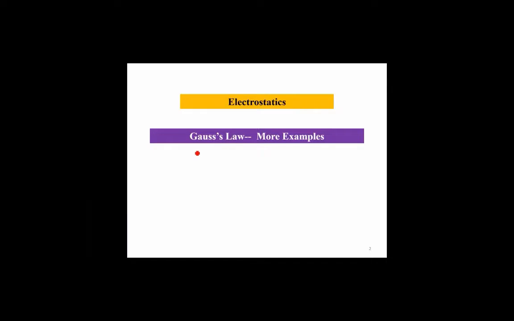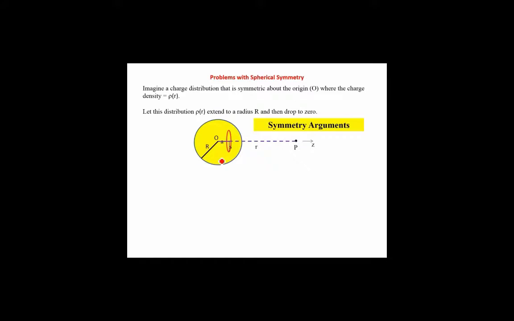Okay, so let's take a look again at Gauss's law and look at some more examples of using it to find the E field. To begin with, we're going to look at spherical symmetry, and I want to look at what we call the symmetry arguments, which allows Gauss's law to be made much simpler in terms of applying it.